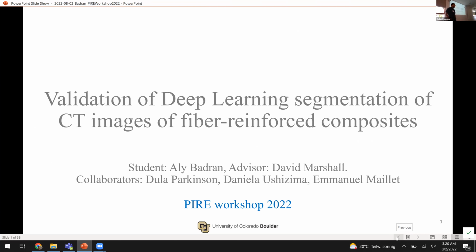The topic for today is validation of deep learning. But before we talk about the validation, let's talk about the deep learning aspect of why do we even need deep learning and in what context are we presenting deep learning here.